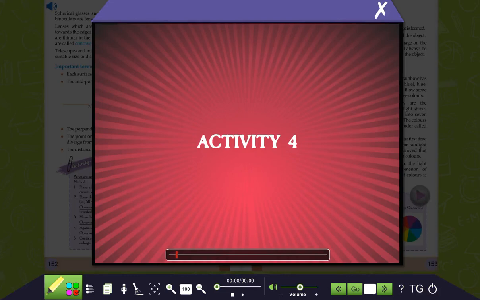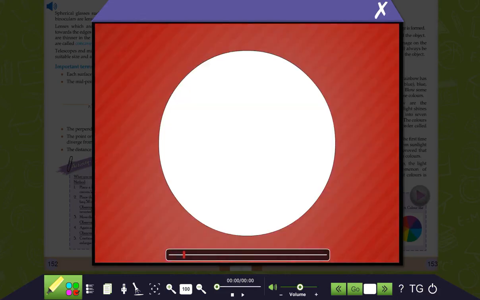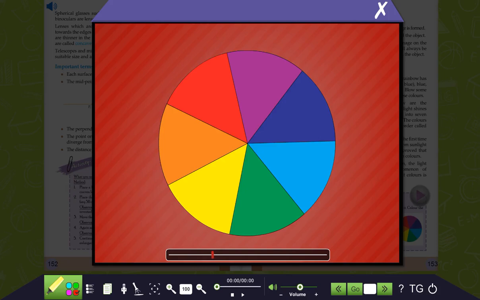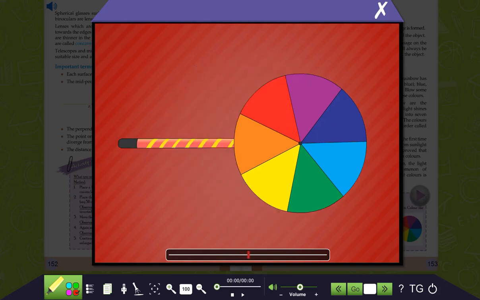Activity 4. Cut a circle of 15 cm radius out of thick white card paper. Draw 7 equal segments on it. Color the segments using the colors violet, indigo, blue, green, yellow, orange and red respectively. Pierce a small hole in the center and pass the pointed end of a pencil through it.